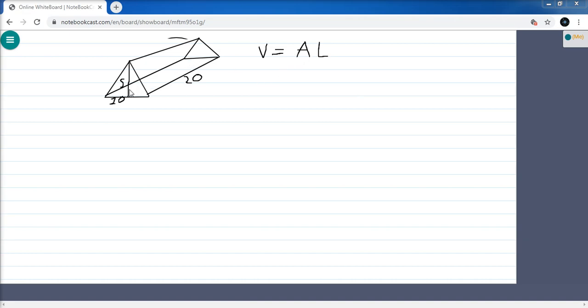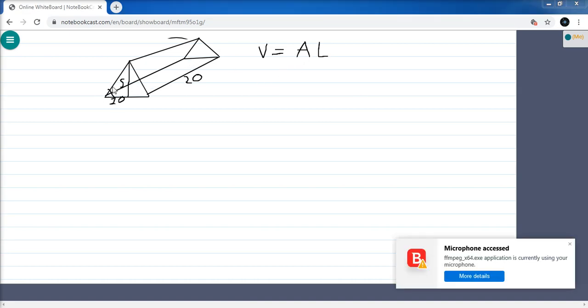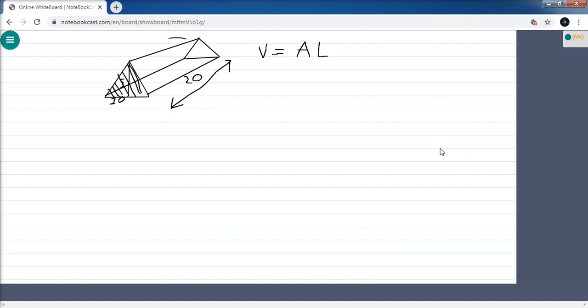A stands for the area of the cross section, so this area, and L stands for the length, which is this side. This applies to any prism. This applies to a cuboid, a pentagonal prism. It applies to any prism. It's just a simple rule.